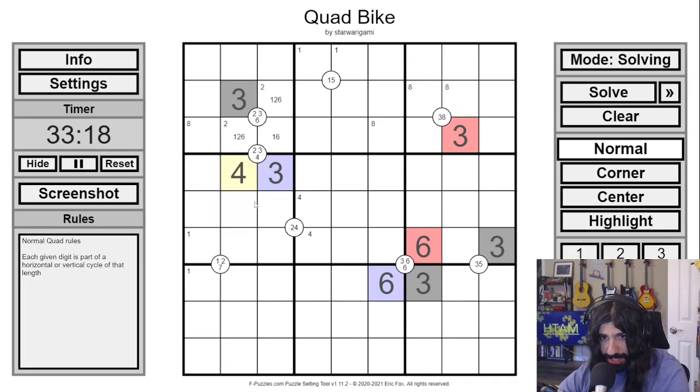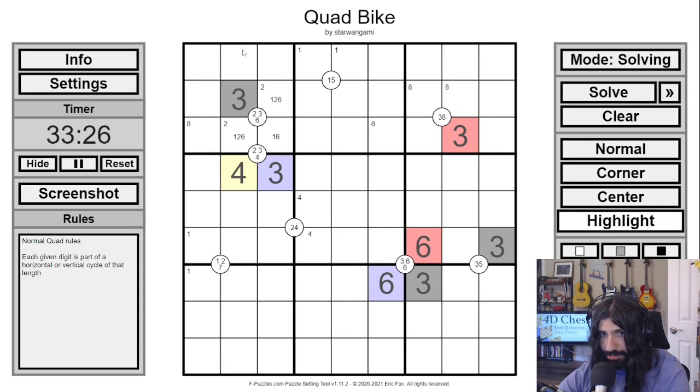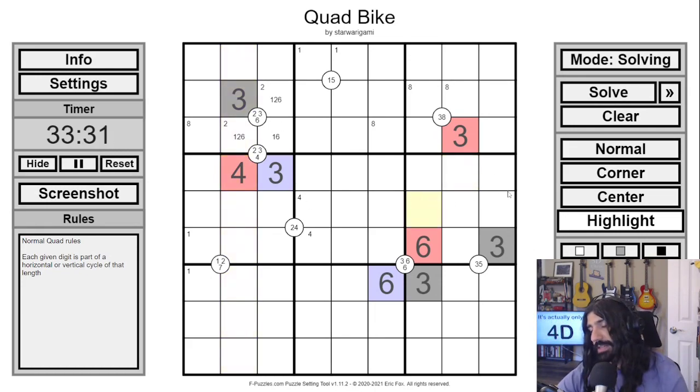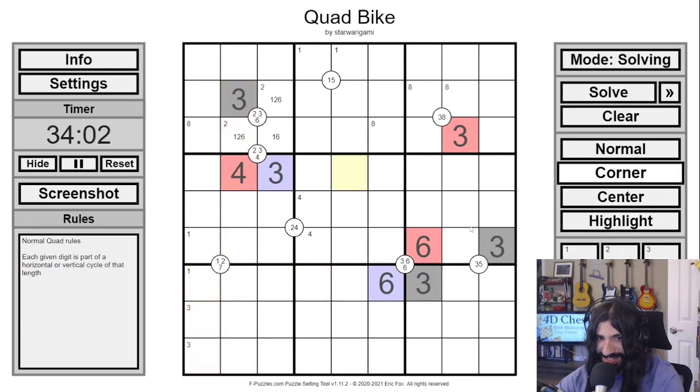This 4 has to be part of a horizontal 4 cycle because it can't be part of a vertical 4 cycle, because that would be a cycle of length 1. Okay. That's decent progress. For normal Sudoku reasons, we've restricted the 3 in box 7 to either here or here. So that's pretty cool. All right. What else is there?